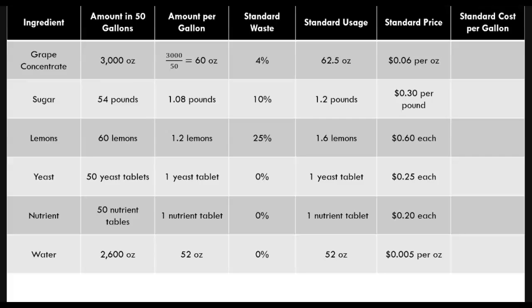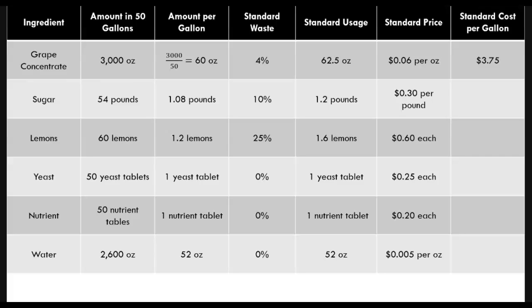Then we get to the standard cost per gallon. So we are going to figure out piece by piece, ingredient by ingredient, how much the cost is for 1 gallon of this recipe. So for grape concentrate, we'll take the 62.5 ounces times the 6 cents per ounce and see that the standard cost per gallon for the grape concentrate is $3.75.